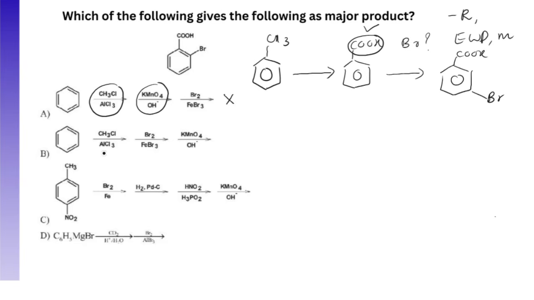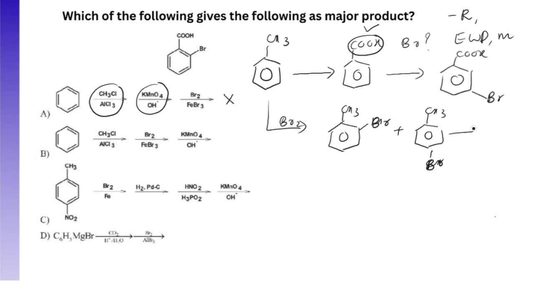Let's take the second set of reactions. So the first reaction is same, that is Friedel-Crafts alkylation. So after that bromination is done. So where the bromine will go? Methyl is electron donating through hyperconjugation and inductive effect. Therefore, you are going to get orthobromotoluene and parabromotoluene like this, right?